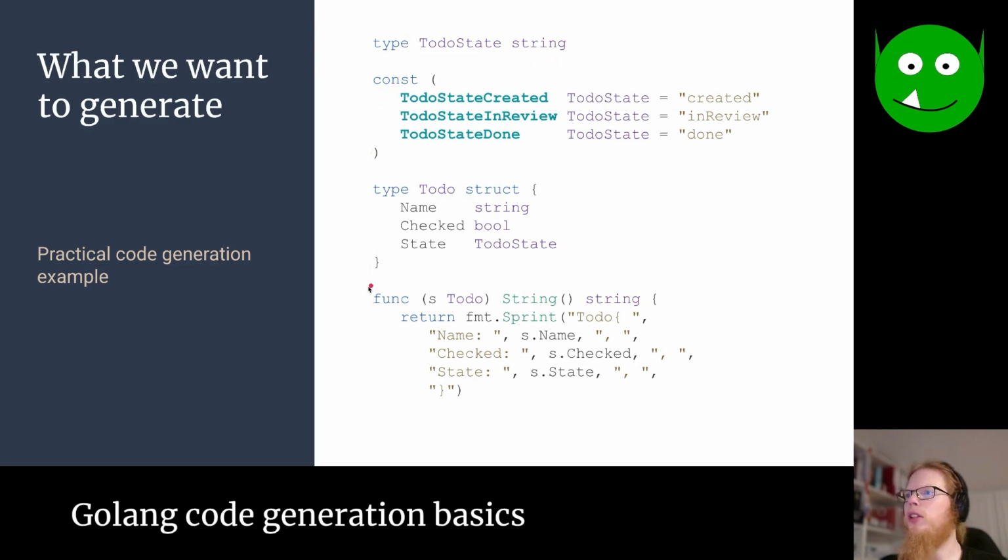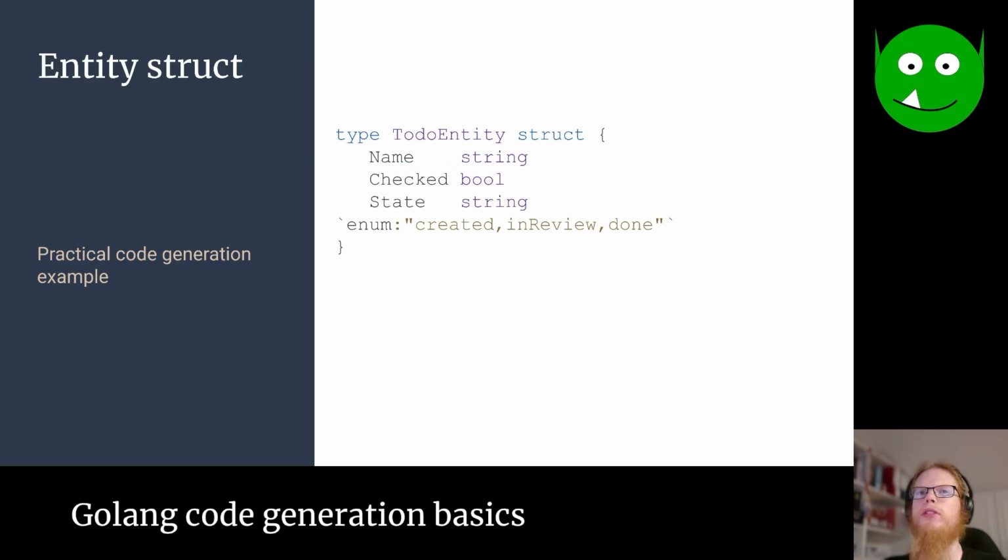And then we also want to automatically generate a stringer, so the String function for this to-do, so you can print it in a nice way, which you don't get in a standard way. This is what we want to create. So let's start with what I'll call an entity struct. This is like a template for the code generation. From this, we're going to create our to-do struct, and this acts as the template. It defines the fields: name, string, check, boolean, and then we have our state.